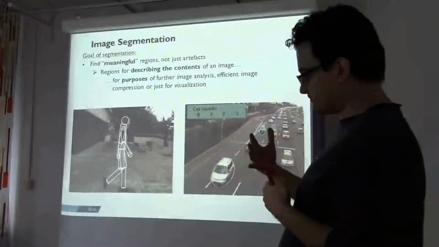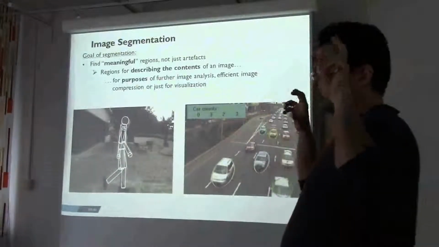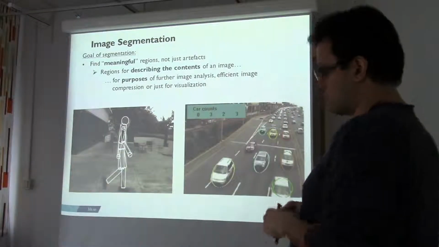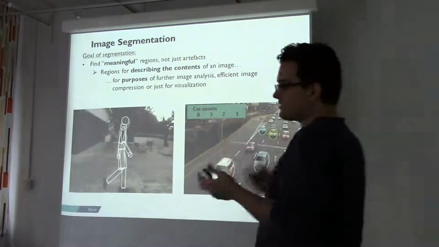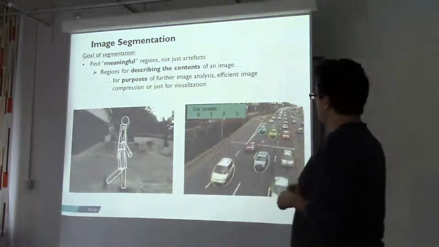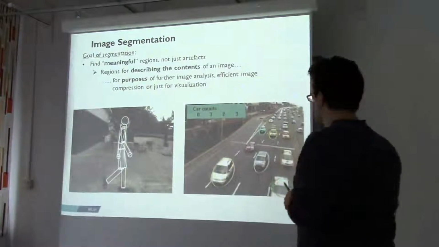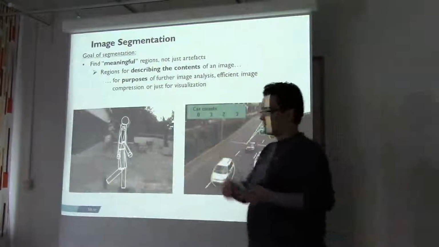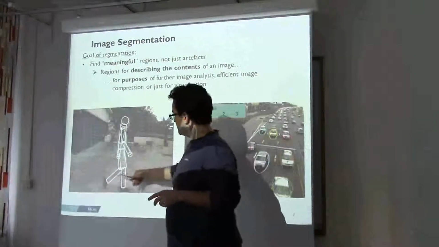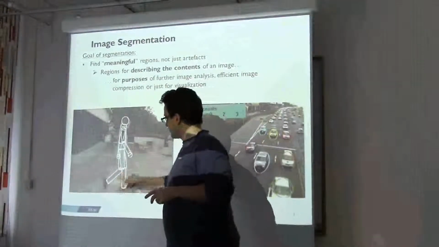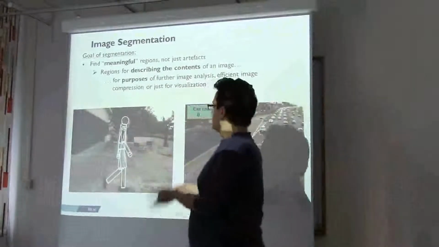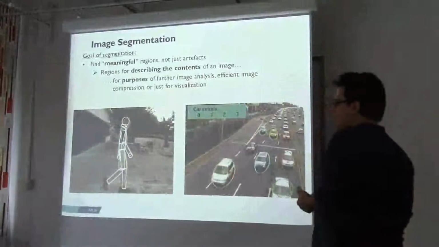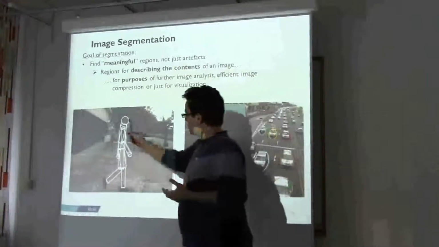If you find uniform regions, then you can apply compression to these regions because they are similar, so you have a lot of redundancy there. Or just for visualization. But you can see here some examples, as I told you before. In that case, if we segment where the body is, after that we can apply tracking. But we need first to segment the part where the body is located.